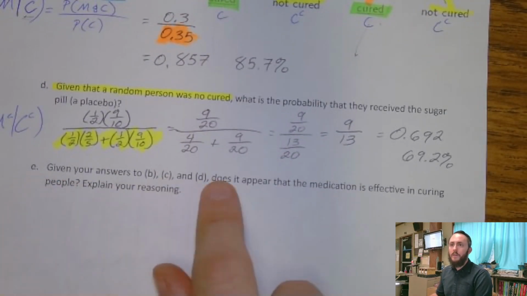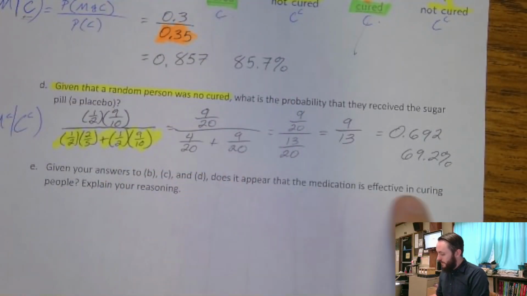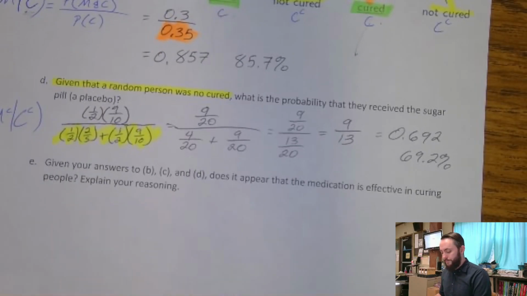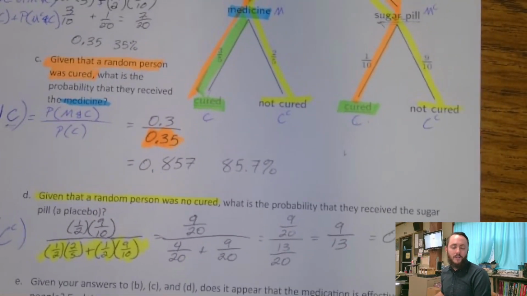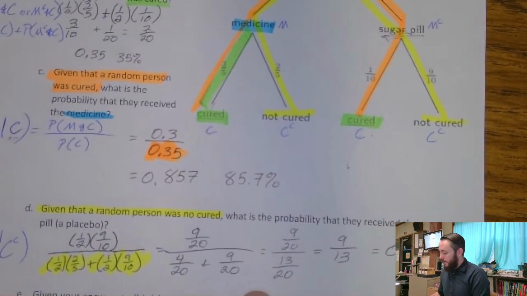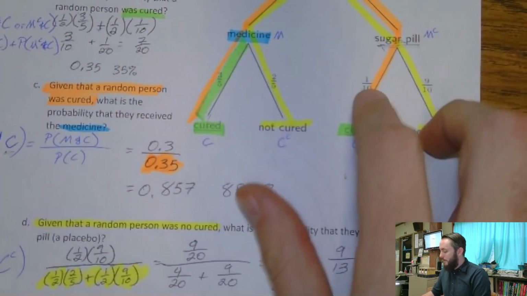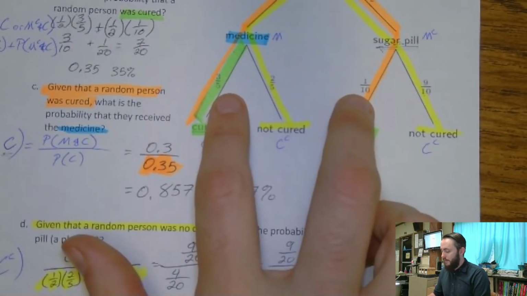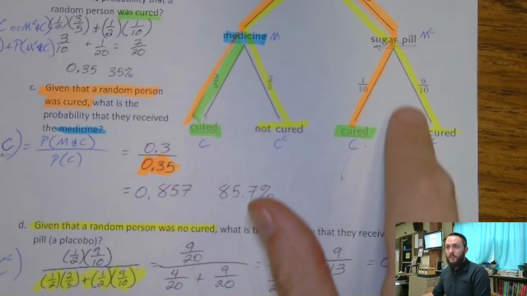Now for E, given your answers to the previous questions, does it appear that the medication is effective in curing people? Explain your reasoning. Is medicine independent of being cured? That's effectively the question here. If we look, we have a 60% chance of being cured if we have the medicine, but only a 10% chance of being cured if we don't have the medicine. So we're really asking, are these two events independent, medicine and being cured?